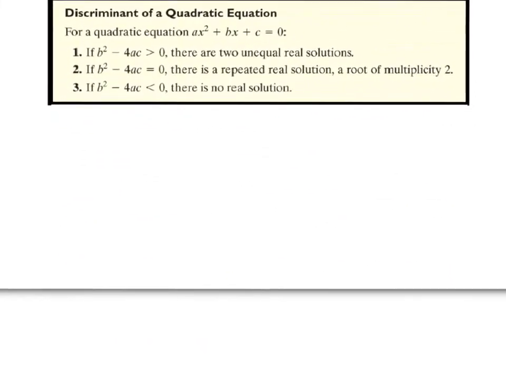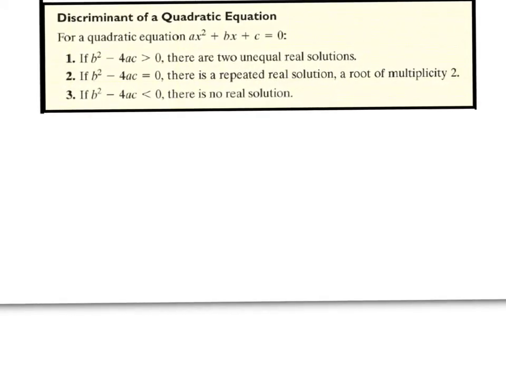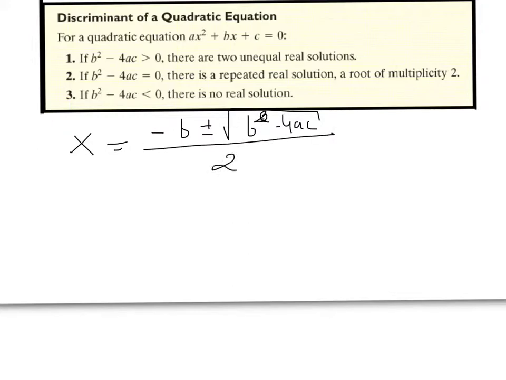Now let's talk about the cases for b squared minus 4ac. Here we have the solution from the quadratic formula: x equals minus b plus or minus the square root of b squared minus 4ac, over 2a.